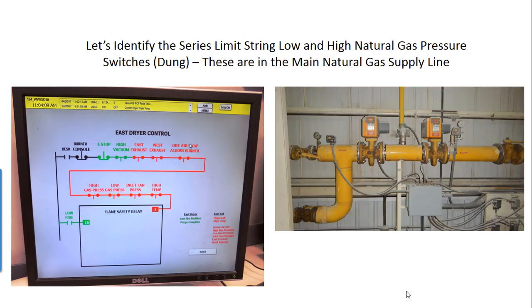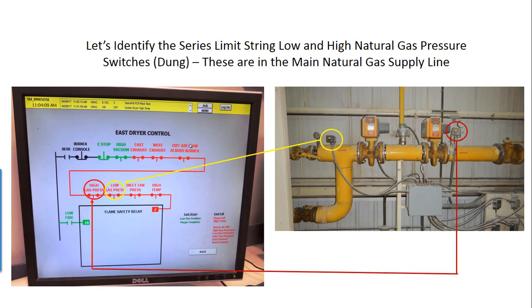So some more components to tie together with the real world and identify to the series limit string. The low and high natural gas pressure switches. Again, the manufacturer's name is Dung, and we saw those in the component identification. These are in the main natural gas supply line. So the first one we have is the pressure switch looking for low gas pressure. So if the gas pressure would drop below what's required for the burner to function properly, it will stop the operation. By the same token, we also have the high pressure switch. If there's any difficulty there, it also will shut the process down.